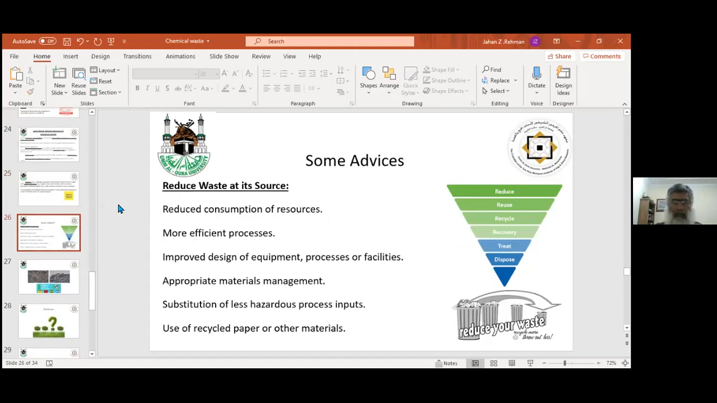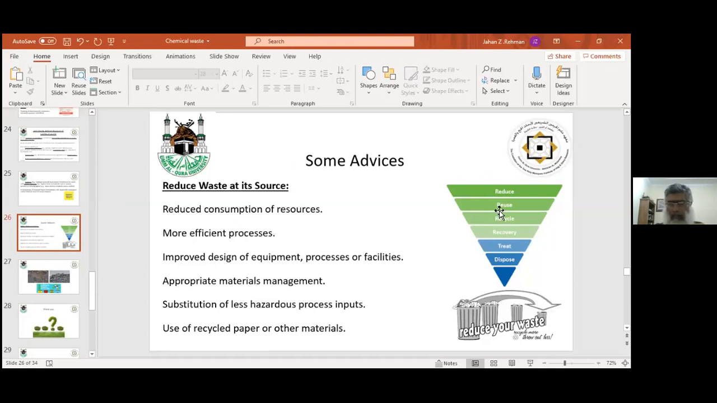Now our presentation is almost complete, but I want to give some advice to all students. Number one, reduce waste at its source. So you are the source, I'm the source, the lab is the source for chemical waste. If it is possible for you to reduce the waste at its source, then it is an excellent practice.